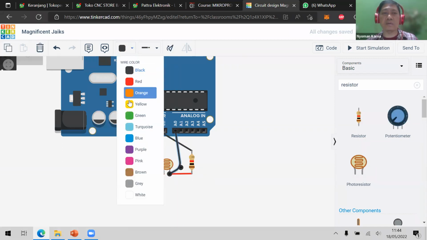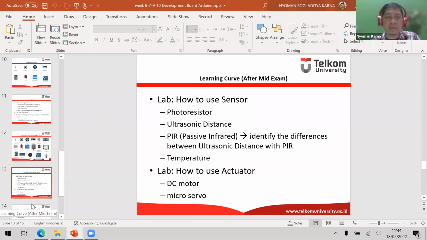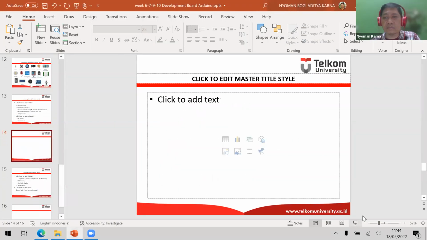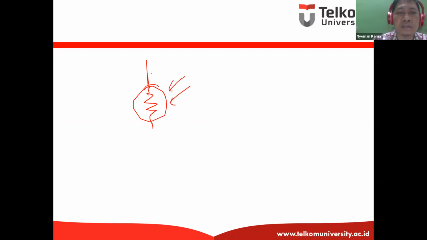Let's put it into A0. Okay, so basically this circuit will work something like this. So we have something that we call a photoresistor. This is the photoresistor. And then this is the regular resistor. And then this is ground. And then this is 5 volt.